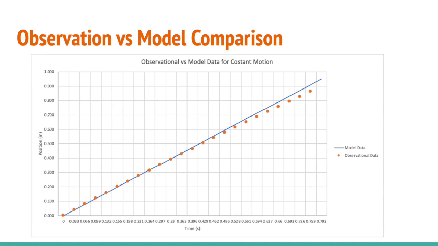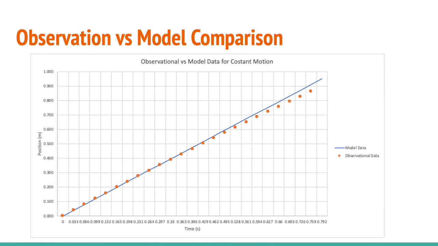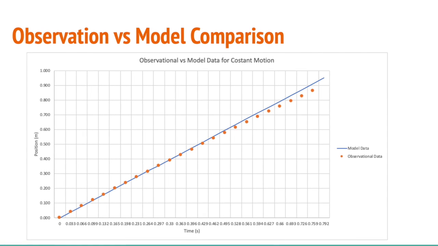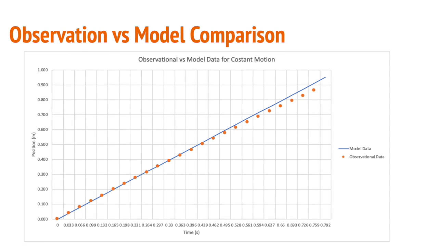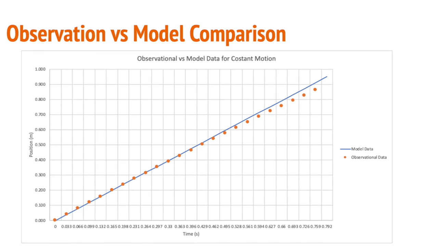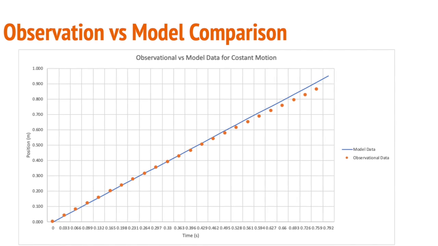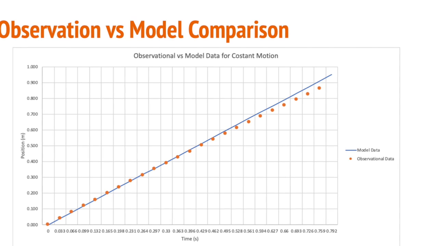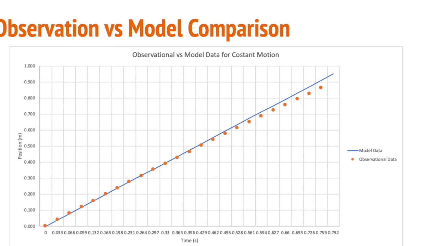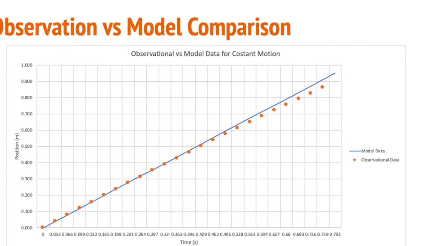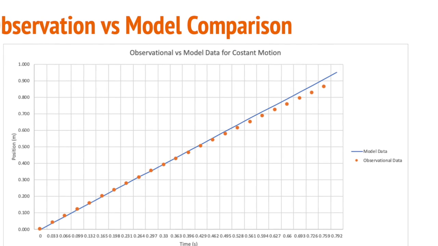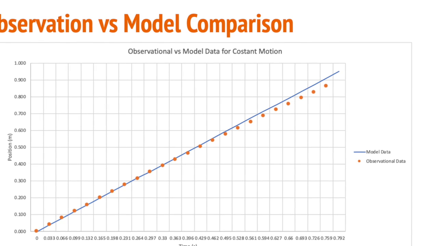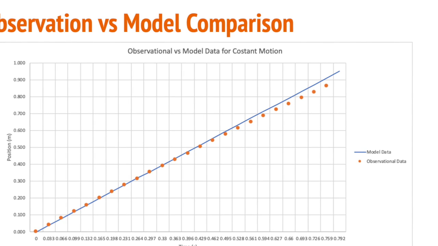With the information gathered by my observations and the model, I was able to create this position versus time graph. The blue line represents the model data gathered from the GlowScript code, and the orange dots represent my observational data. We expect our observational data to be exactly the same as the model data, as per our assumptions. So as we see the progression of the time, we can see that there's a deviation between our model data and our observational data. What does this mean?